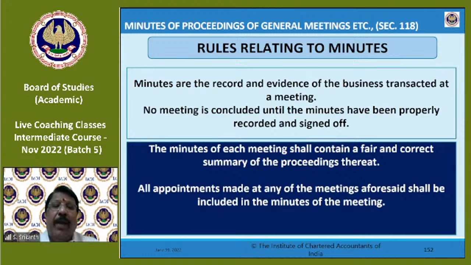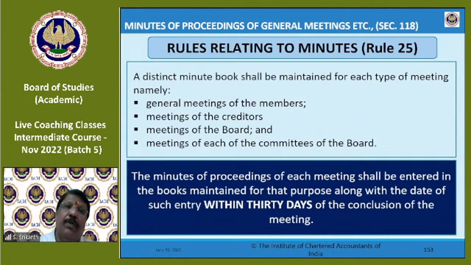All appointments made at any of the meetings aforesaid shall be included in the minutes of the meeting. For example, board may appoint the first auditor. A director, an additional director may be appointed. MD may be appointed. If you remember, when you appoint a managing director at the board meeting, you have to file MGT 14. Okay, do you remember? So all these appointments should be recorded, etc.